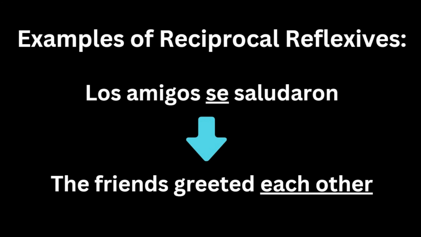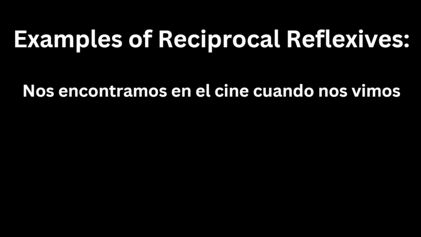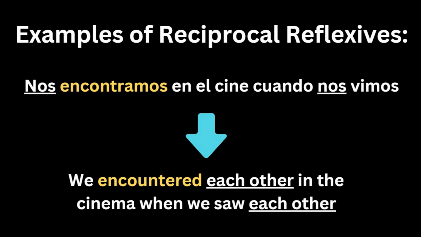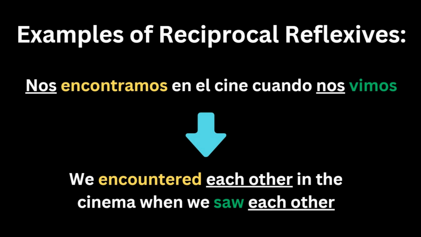Similarly, you can use two verbs in one sentence like nos encontramos en el cine cuando nos vimos, meaning we encountered each other in the cinema when we saw each other. And in this context, we know that encontramos is in the past because vimos is in the past form too. And as always, it's up to you to say any sentence that you want using reciprocal reflexives in Spanish.